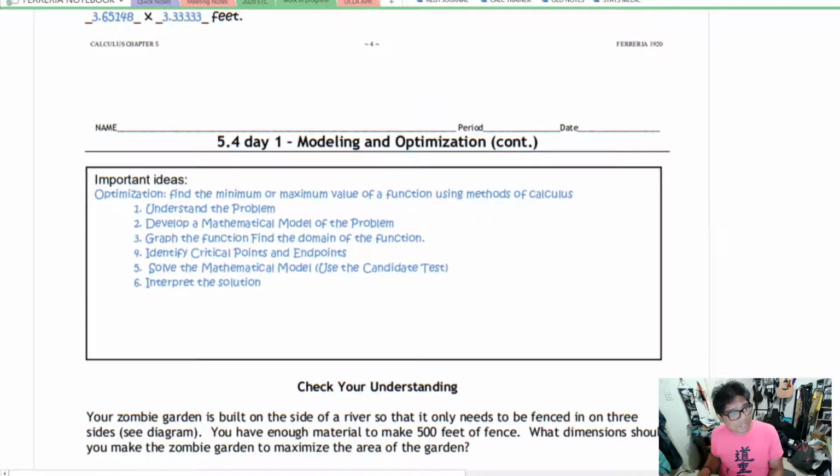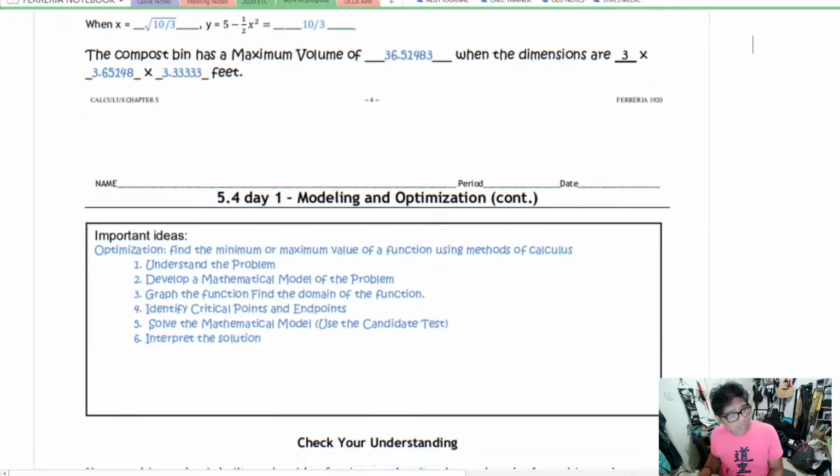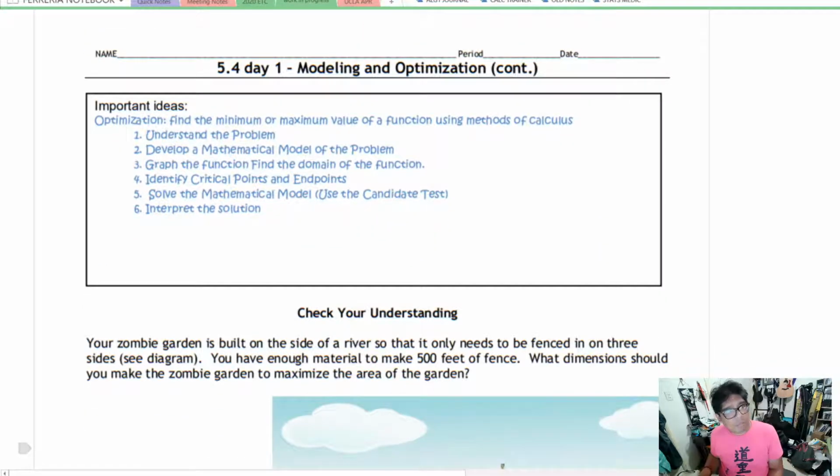Those are the 6 steps, which we will also put here in the important ideas. Understand the problem, develop a mathematical model, use those constraining equations, and then take that mathematical model and try to bring it down to one variable, graph the function and find the domain of the function, identify critical points and endpoints, solve the mathematical model with a candidate test, and then interpret the solution. So take a second if you need to pause this and write this down. And let's move to check your understanding.